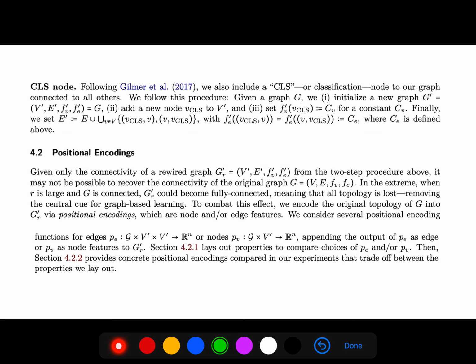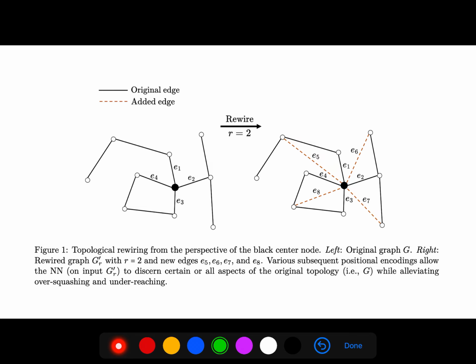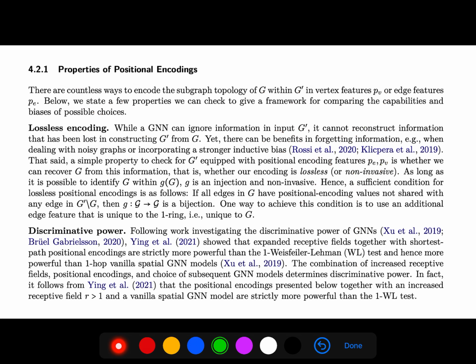Positional encodings. Given only the connectivity of a rewired graph, it may not be possible to recover the connectivity of the original graph G. In the extreme, when R is large and G is connected, G prime could become fully connected, meaning that all topology is lost, removing the central cue for graph-based learning. To combat this effect, we encode the original topology of G into G prime via positional encodings. So you see the topological rewiring from the perspective of the black center node. The left is the original graph and the right is the rewired one.